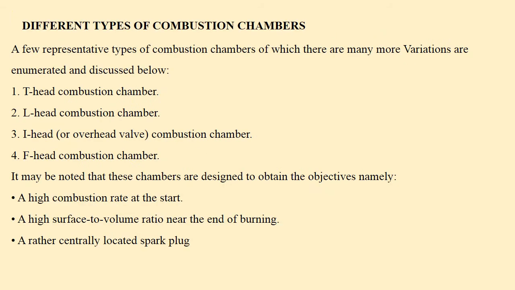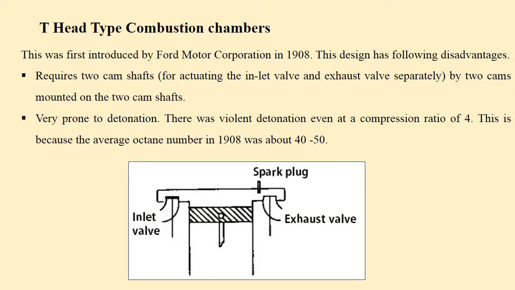So, the types of combustion chambers. A few representative types of combustion chamber are discussed here: T head combustion chamber, L head combustion chamber, I head or overhead valve combustion chamber, and F head combustion chamber. Note that these chambers are designed to obtain the objectives, namely high combustion rate, high surface to volume ratio, and locating the spark plug at the center. These are the objectives for this type of combustion chamber.